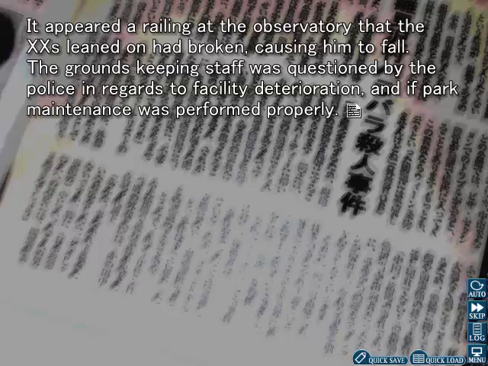The groundskeeping staff was questioned by the police in regards to investigated radiation, and if park maintenance was performed properly.